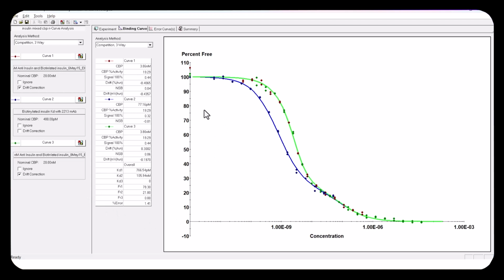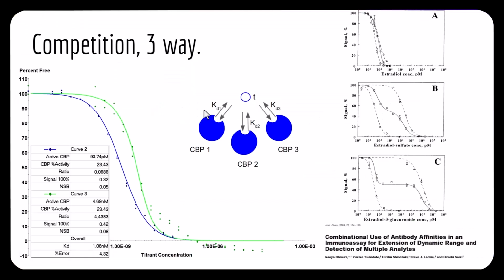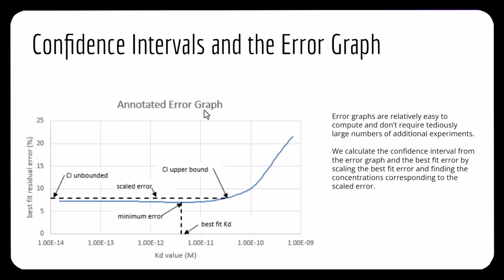Okay, let's go back to our presentation. And I believe that is the end of the case studies. Now I want to talk to you about error graphs. So this blue line is a KinExA error graph that I've exported and replotted here, and now I've annotated it. So I want to tell you what this error graph is showing us.